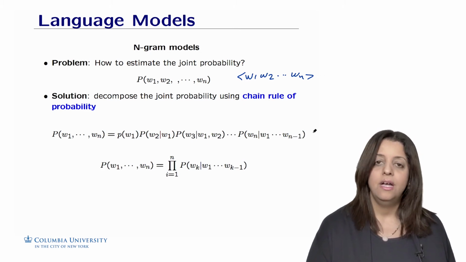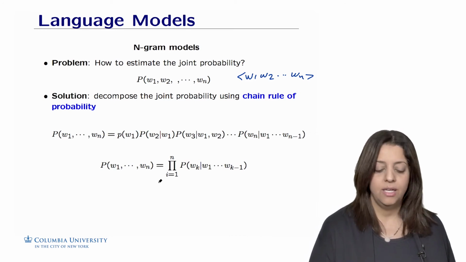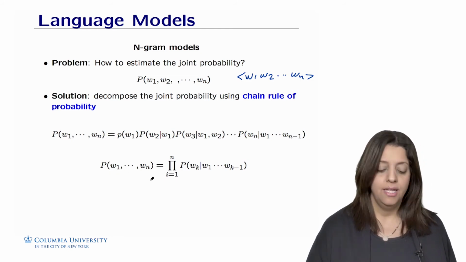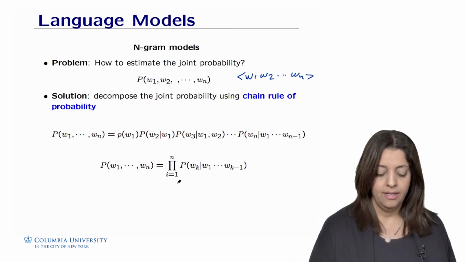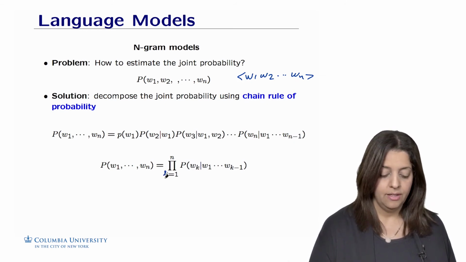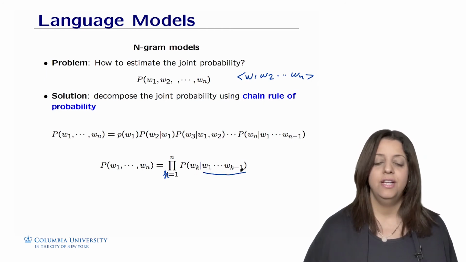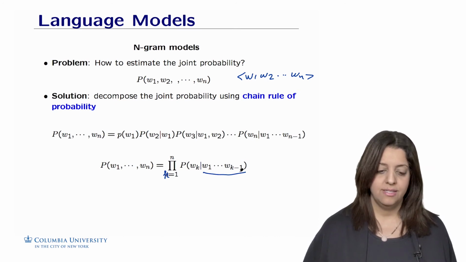Okay, so this is a known result in probability. So I'm going to use this chain rule that we can generalize and write as: the probability of the sequence of words W1 to Wn is the product, for k going from 1 to n, of the probability of Wk given the sequence of words happening before Wk. Okay, so I'm going to use this trick to be able to do this estimation.